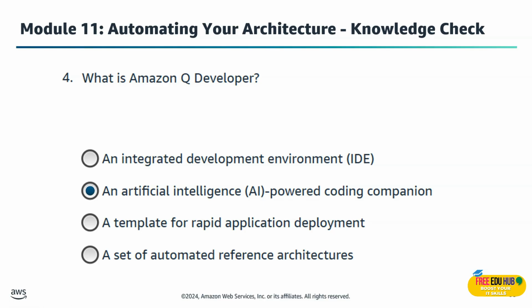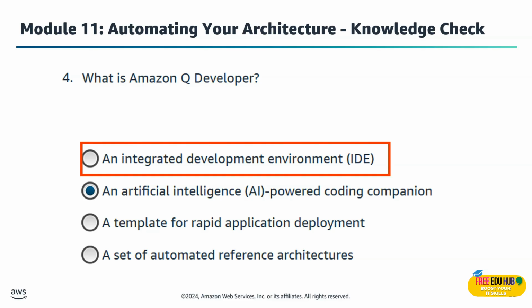It's an artificial intelligence, AI-powered coding companion. So Amazon Q Developer is your AI-powered assistant that helps you write, test, and debug code faster. Think of it as a smart pair programmer which would understand AWS services and help you code more efficiently. Now, if we go for integrated development environment, that's the wrong answer, because Q Developer works inside an IDE. It's not one on its own.